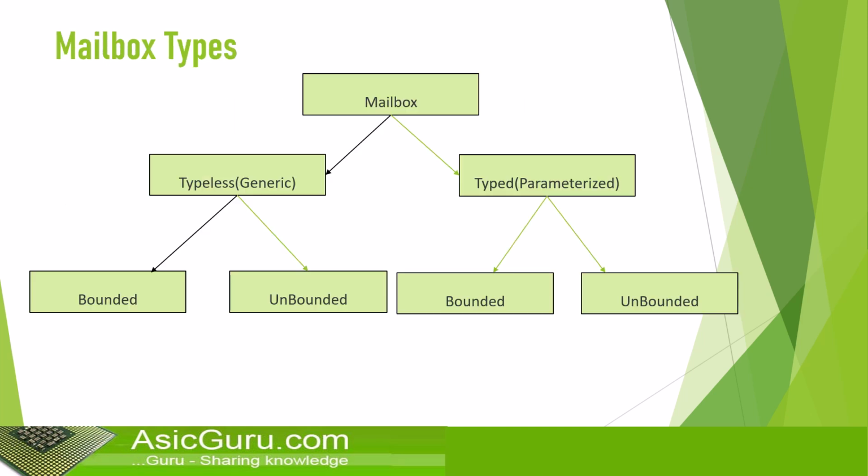These are the types of mailboxes available in SystemVerilog. At the top level, all mailboxes fall into one of two categories, either typeless or typed. Now each of these can be further classified based on size. They can be bounded or unbounded. So overall we have four types: typeless bounded, typeless unbounded, typed bounded and typed unbounded. This classification helps us in choosing the right mailbox depending on the application need. Now we will explore its syntax and examples for all of these types.